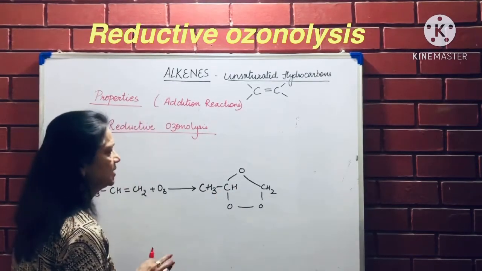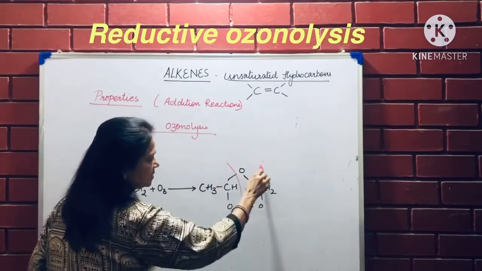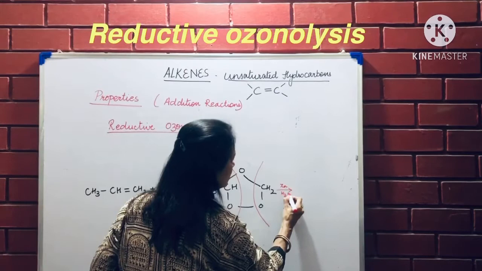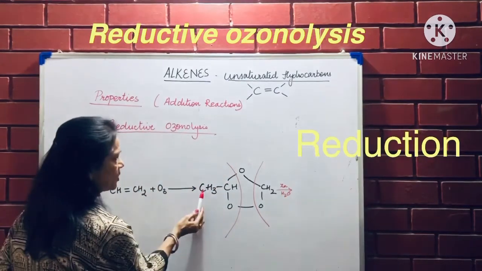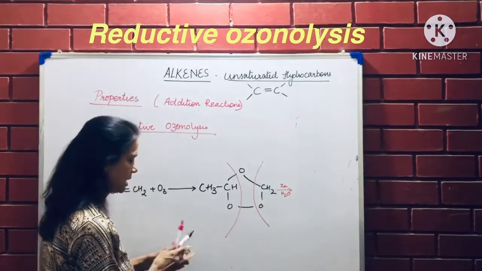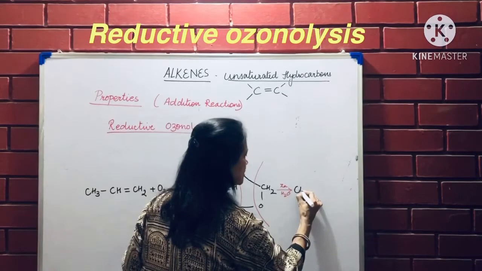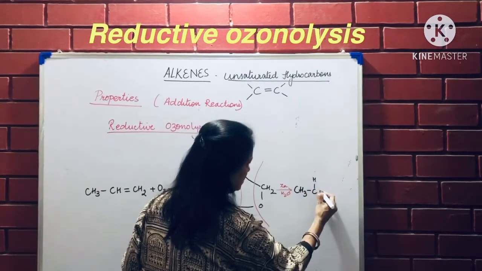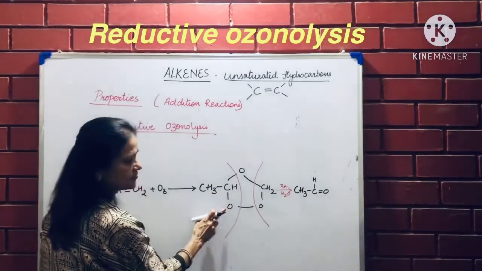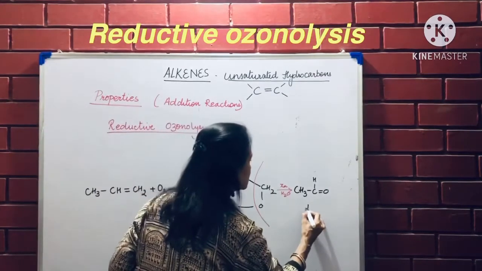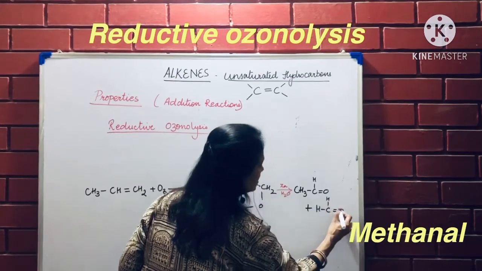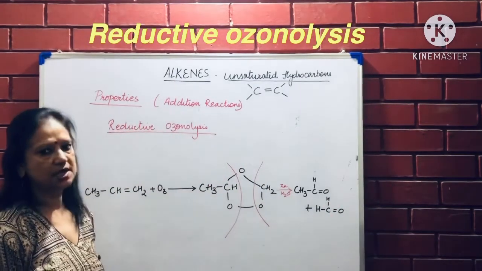Again, in the second step, I will divide this into 2 parts. So I'll say second step, in presence of zinc and water, reduction will take place. One compound will be CH3CHO, the other again CH2O, which means methanal. So my products are CH3CH double bond O, oxygen's valency being 2 so I've written a double bond, plus CH2O, which means HCHO. So ethanal and methanal are formed.